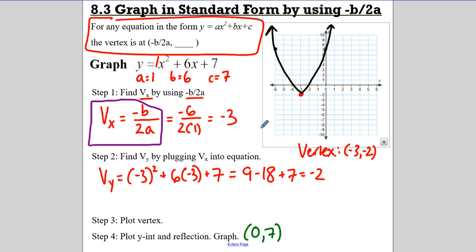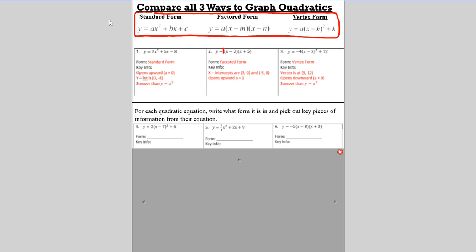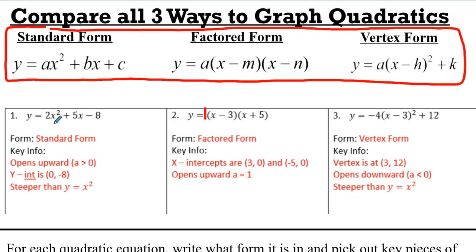So that was the third section, graph by factoring by using the fact that the vertex's x-coordinate is at negative b over 2a. In the fourth section, so this is where you would flip your paper over, we compared all 3 different ways there are to graph quadratics. So at the top of that section, I would make sure you've written down the equations for each form.